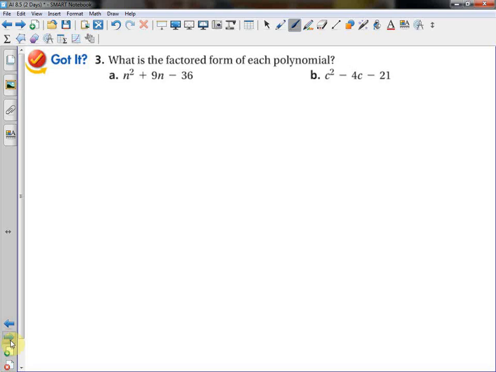All right. Now here's 2 for you to try. Just a small note. This one has a positive middle number, and this one has a negative. So if you have a negative middle number, the negative factor is going to have to be the larger of the two.